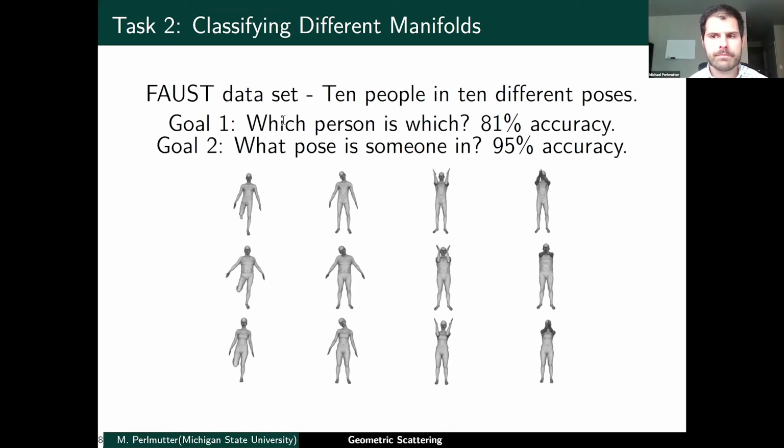The second big class of problems is telling apart different manifolds. And for this example, what we did is we took the Faust data set, where we have 10 different people standing in 10 different postures, so it's a total of 100 different manifolds. And again, this is a small data set, so the fact that we're using pre-designed wavelet filters is very useful. And we're able to tell which person is which with 81% accuracy, and also what pose a given person was standing in with 95% accuracy.